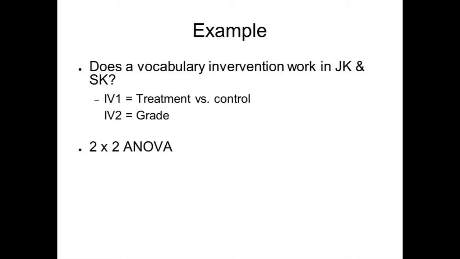So my step 1 question is, I have a vocabulary intervention targeted towards early elementary kids. I want to test whether it works in both JK and SK, but also whether it works differently in each grade. So in that case, I have two independent variables, each of which has two levels. I would call that a 2 by 2 ANOVA. I know one independent variable has two groups and a second independent variable has two groups.